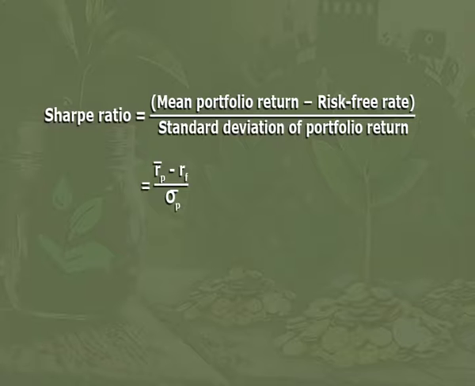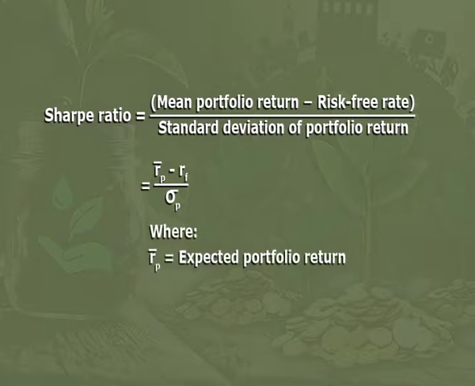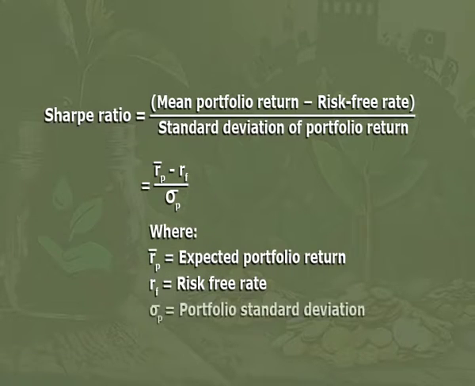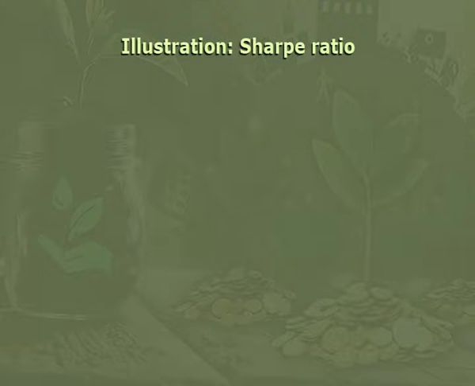Sharpe ratio is equal to R bar P minus RF divided by standard deviation P, where R bar P is expected portfolio return, RF is risk-free rate and standard deviation P is the portfolio standard deviation. Let's understand a simple illustration.